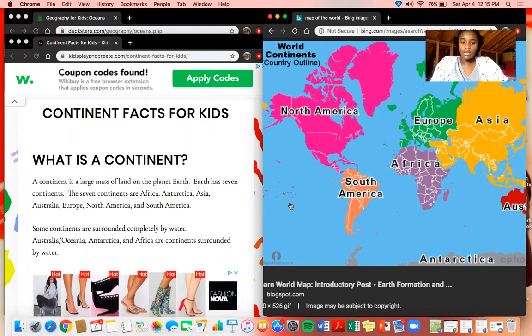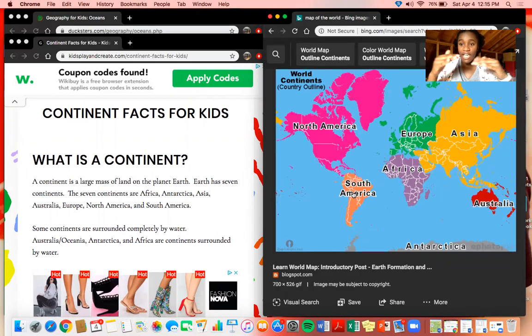All right, so fun fact about some of the continents, some of them are pushed together. So they're named together sometimes. Like North America and South America are usually called the Americas. Sometimes Europe and Asia are pushed together and they're called Eurasia.